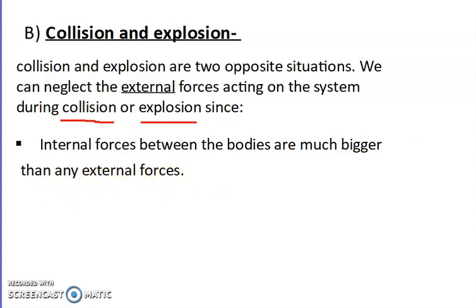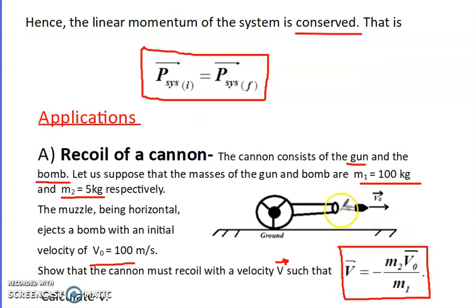Let me show you here. The force exerted by the gun on the bomb, as you know, is much bigger than the weight of either the bomb or the gun, right? Very big force, but it is internal. Is that true? Because this was our system. So the force exerted by the gun on this bomb is much bigger than the weight of the bomb.